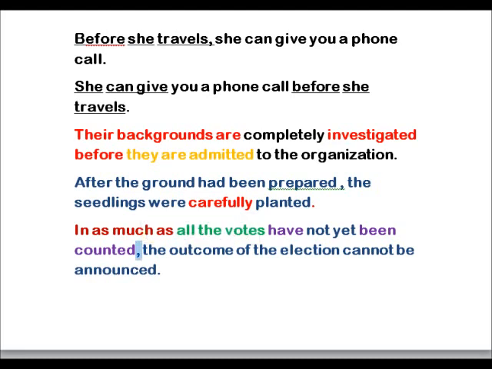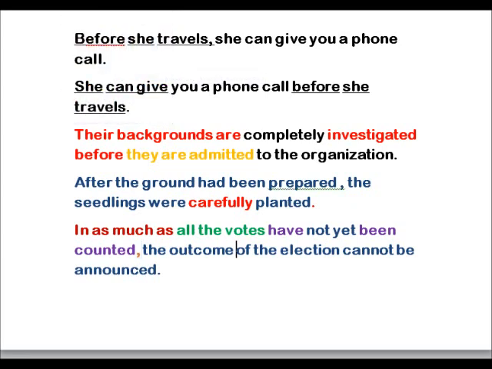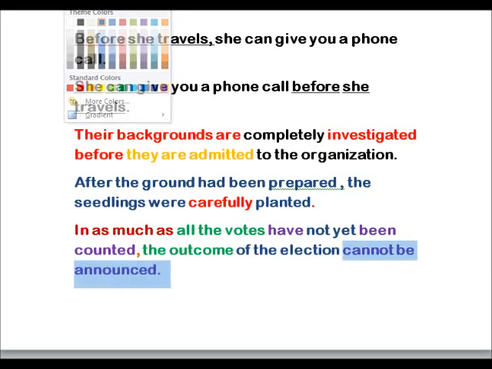Oh, and we've got a beautiful comma, and let's give the beautiful comma, what color? Orange, something like that. Okay, do we have a subject? Yes, "the outcome of the election." So "the outcome," that's the subject here. So let's give it green color. Do we have a verb? Yes, "cannot be announced." That's fantastic. And let's give it purple again.